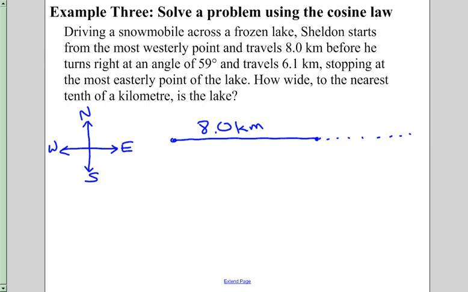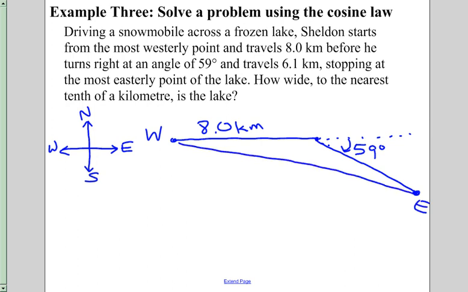Instead of continuing straight, he turns. And he turns at an angle to the right of 59 degrees. So if he would have kept walking, that would have been straight. For him to go to the right, away from the dotted line, that's where we're going to put our 59 degrees. Okay, and our triangle, so he ends up on the most easterly point of the lake. So this is west, the easterly point.